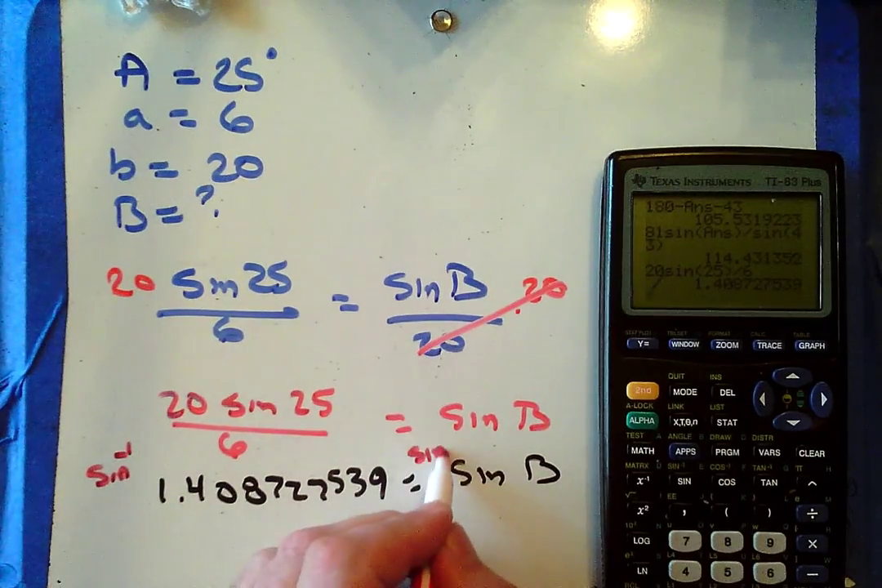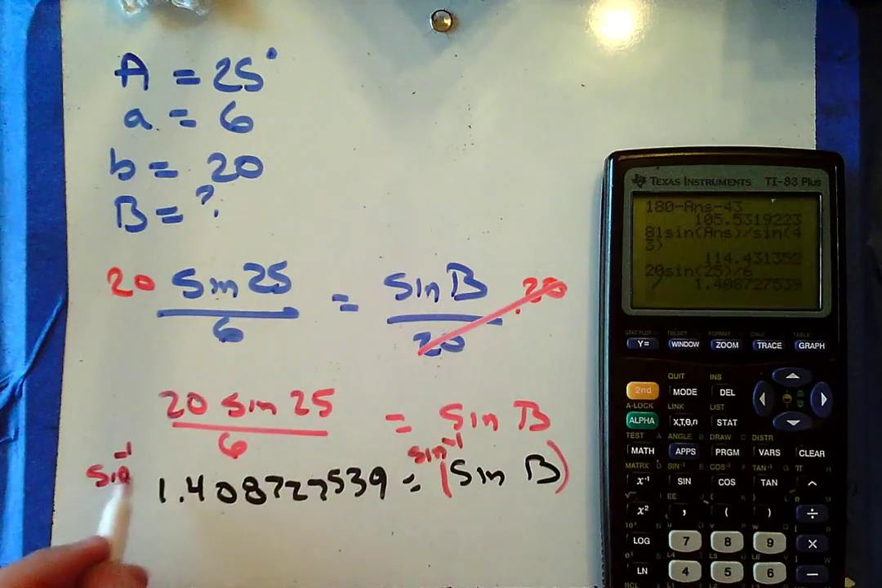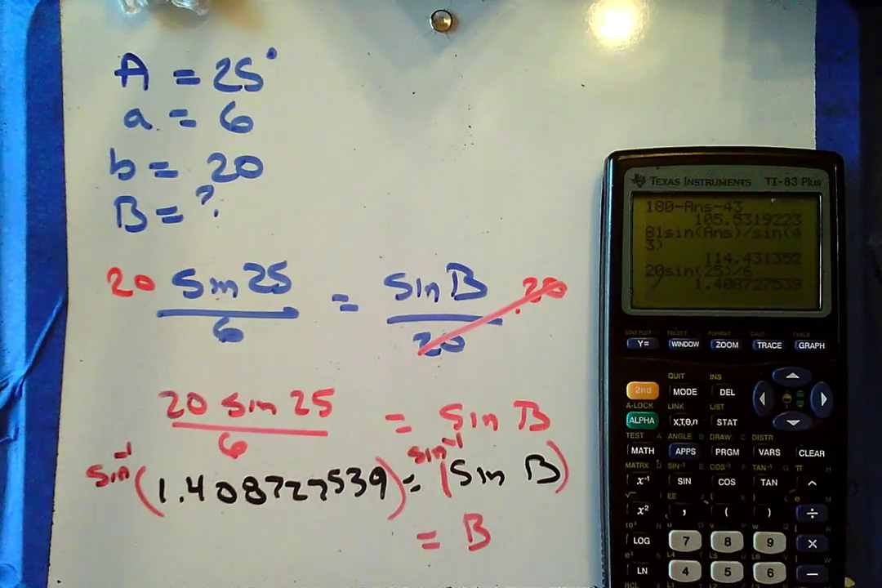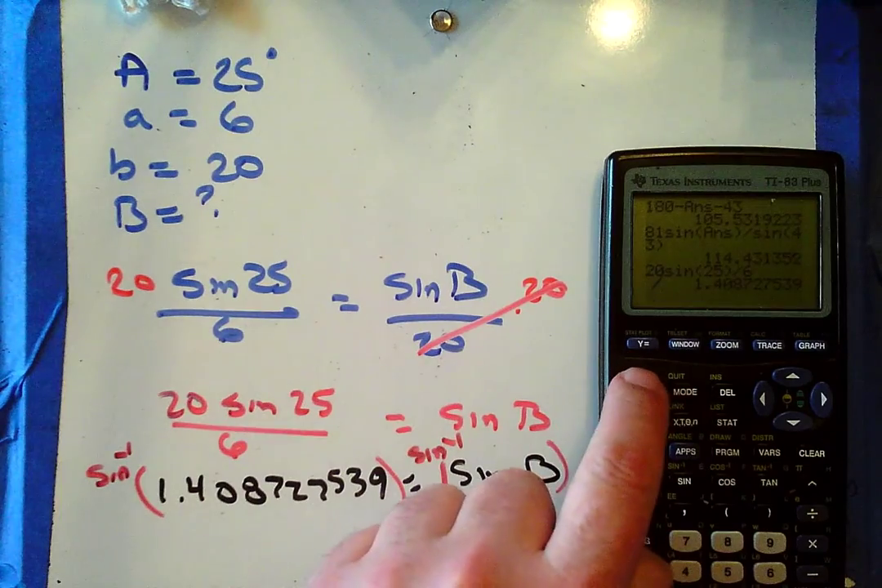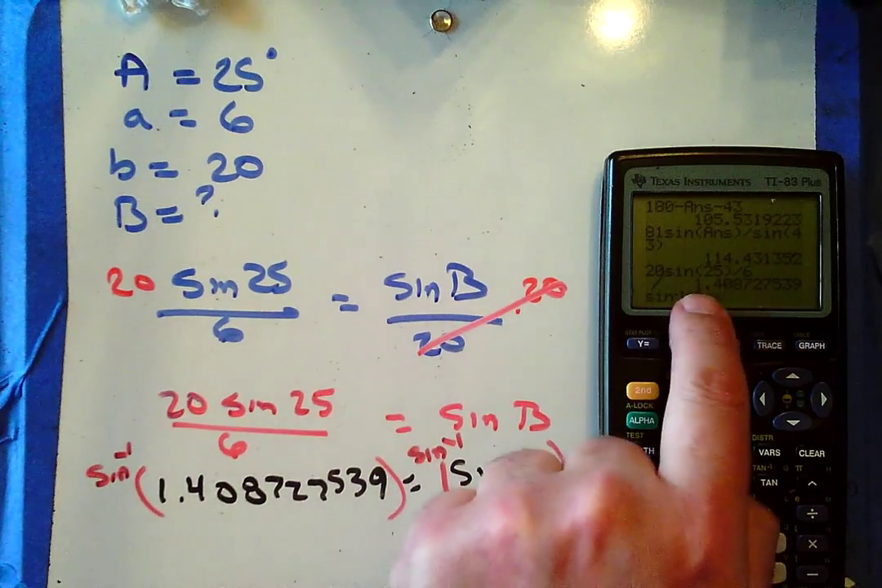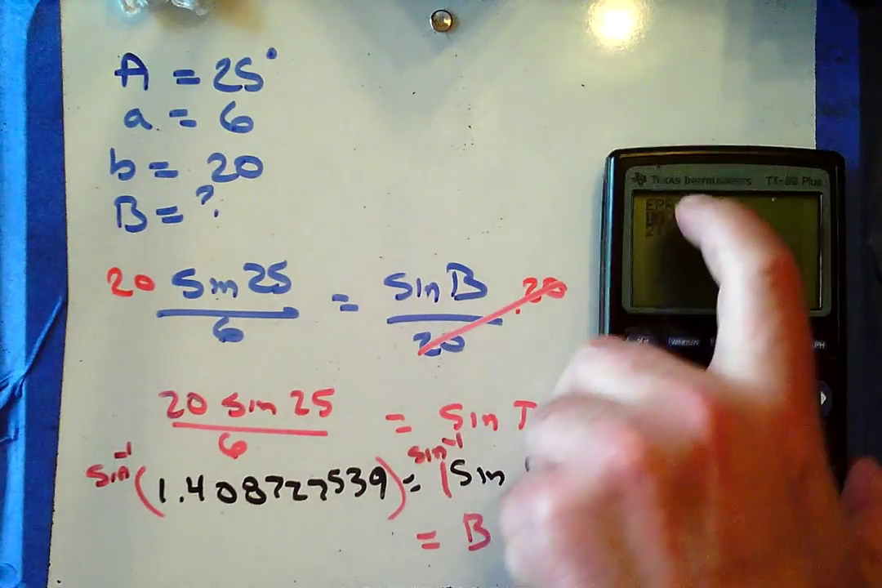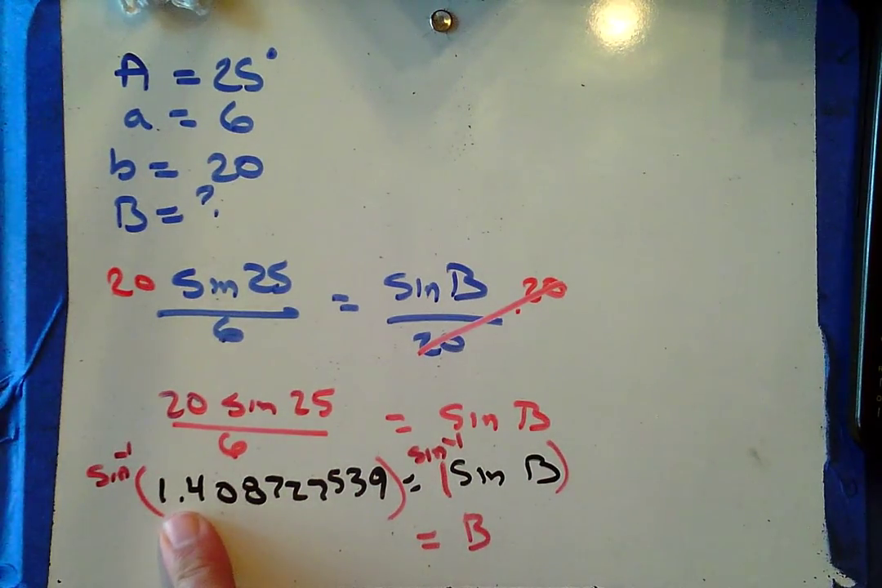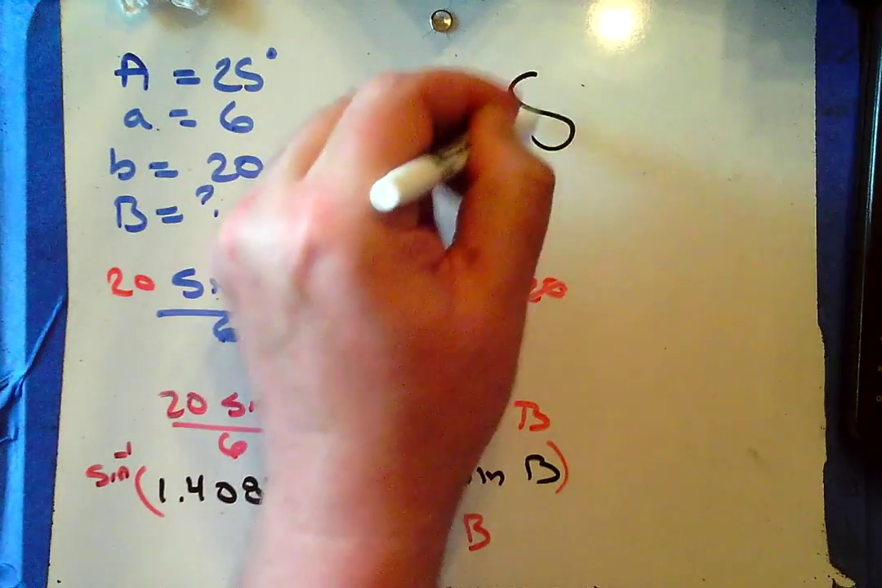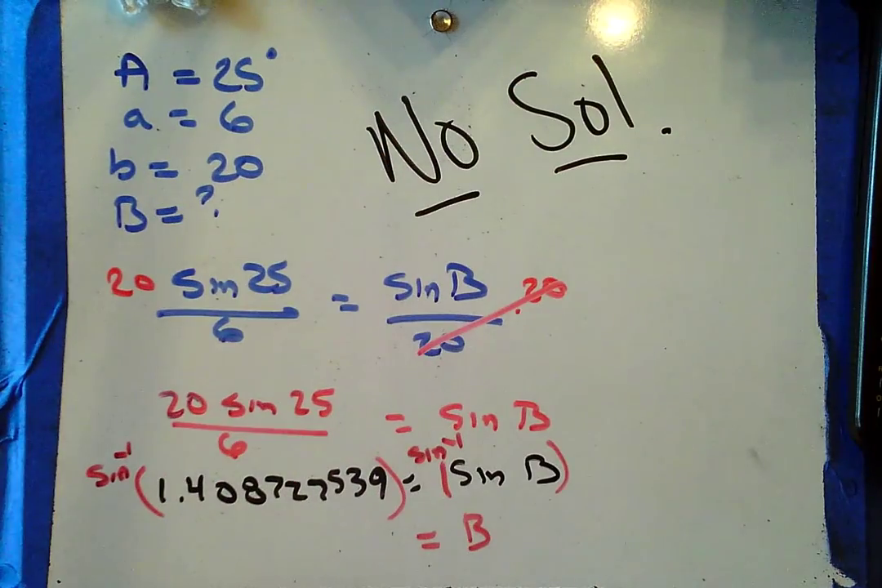Inverse sine. And so I'm going to get B equals what? Well, if I do the inverse sine of that 1.408727539 number, look what happens. I get an error. And why do I get an error? Sine can't be bigger than 1. Sine can't be smaller than -1. So anytime you have a value here that's bigger than 1 or smaller than -1, this is going to be a no solution situation. No solution.